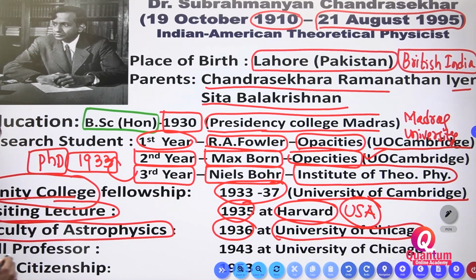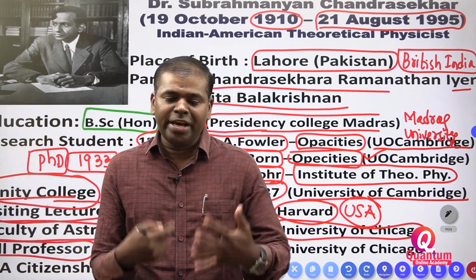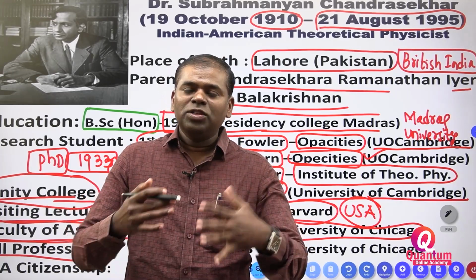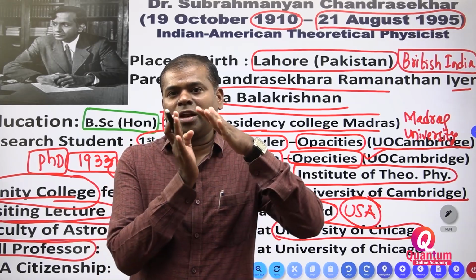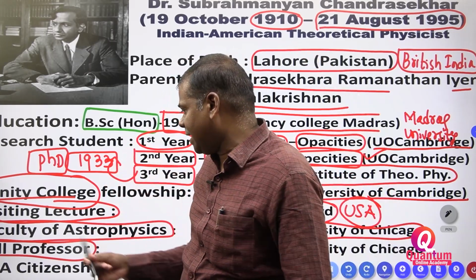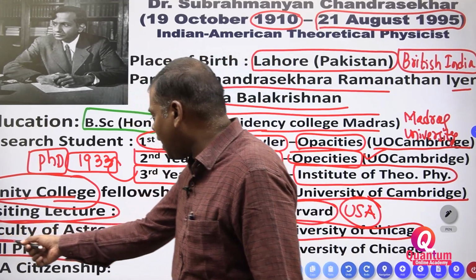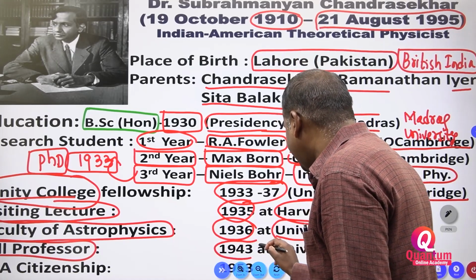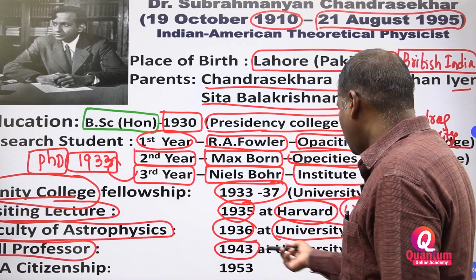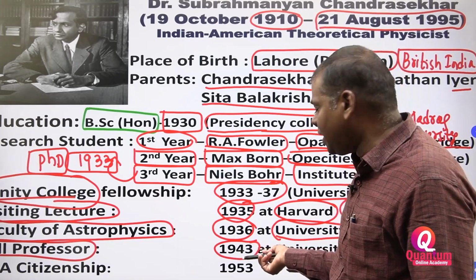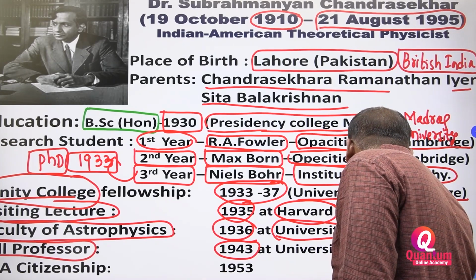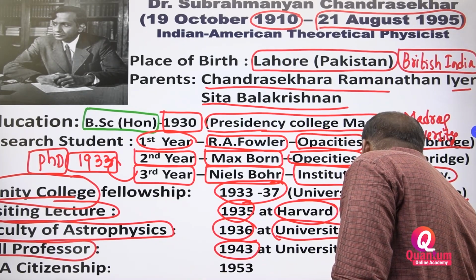Subsequently, he became a full professor. Full professor means, nowadays our UGC people are giving senior professor, associate, assistant, like that. Abroad there is quarter professor, half professor, full professor, like that. So he acted as a full professor in 1943, at the age of 33. He was born in 1910. So at the age of 33, he became a full professor at the University of Chicago.